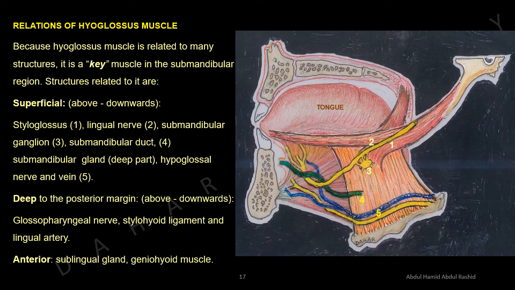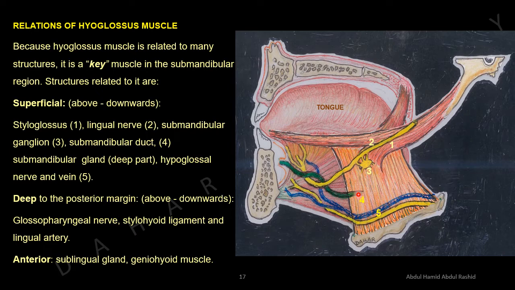Relations of Hypoglossus muscle. Because Hypoglossus muscle is related to many structures, it is a key muscle in the submandibular region. Structures related to it are superficial to the muscles, that is, on the lateral side of the muscle, the structures are from above downwards. Styloglossus muscle, number 1. Lingual nerve, number 2. Submandibular ganglion, number 3. Submandibular duct, the green color, number 4.